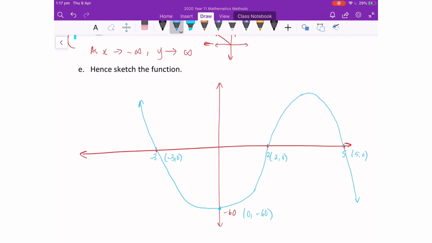Okay, so as long as you've got that right and it looks something like that and you've got the direction correct, you're on the right track. I hope this wasn't too confusing for you. Have a look at the next video for more information.